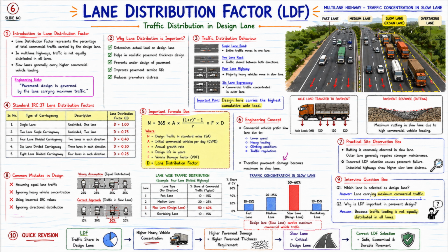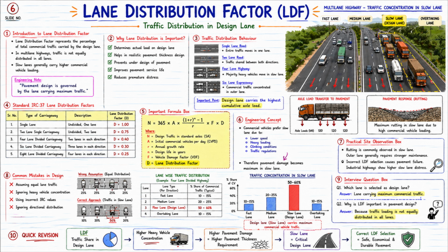Now let us look at the sixth topic of the slide. Engineering concept. Now why do commercial vehicles prefer the slow lane? Lower speed: heavy vehicles generally move at slow speed. Heavy loading: loaded trucks reduce overtaking. Climbing conditions: in gradient sections, heavy vehicles remain in the slow lane. Traffic regulations: on many highways, trucks are restricted to the outer lane. And this is why pavement damage maximum develops in the slow lane.